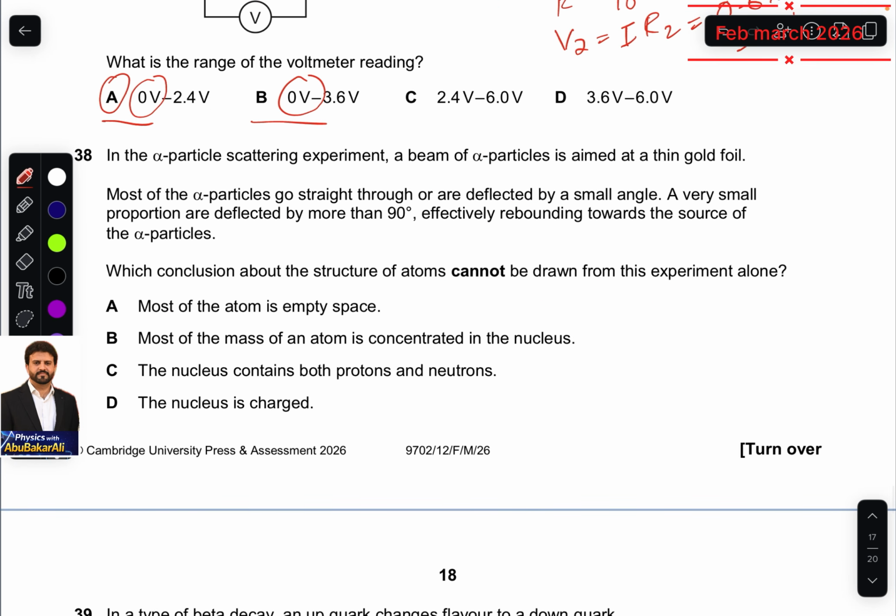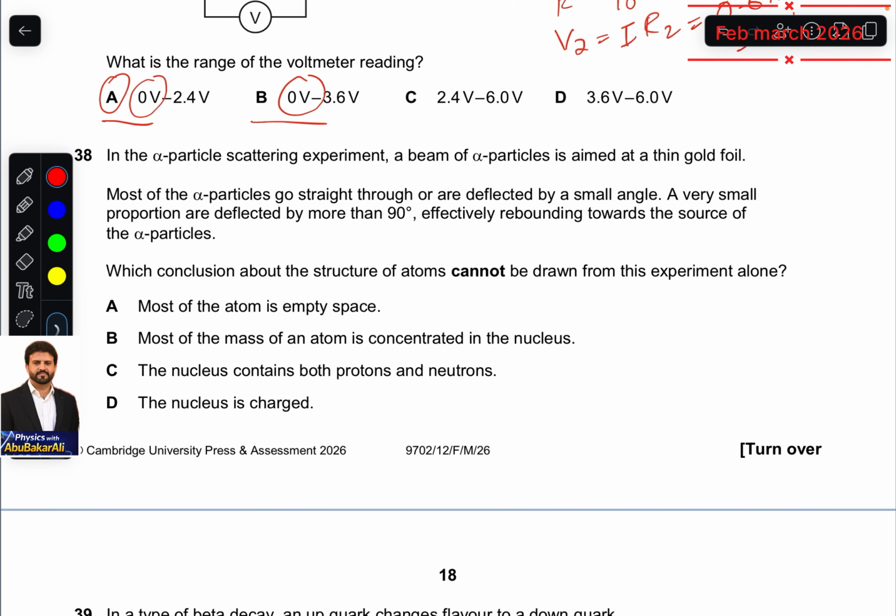Question 38. In an alpha particle scattering experiment, a beam of alpha particles is aimed at a thin gold foil. Most of the alpha particles go straight through or are deflected by a small angle. A very small portion are deflected by more than 90 degrees, effectively rebounding towards the source of alpha. Which conclusion about the structure of the atom cannot be drawn?